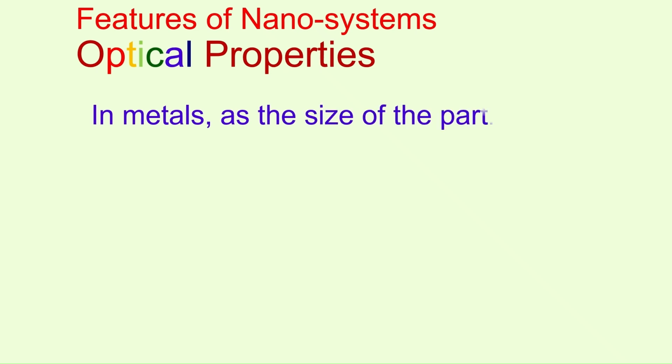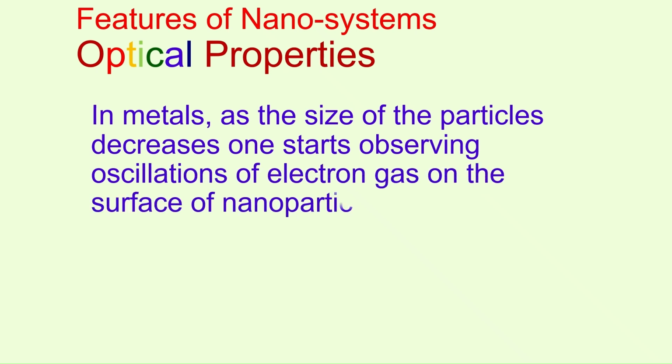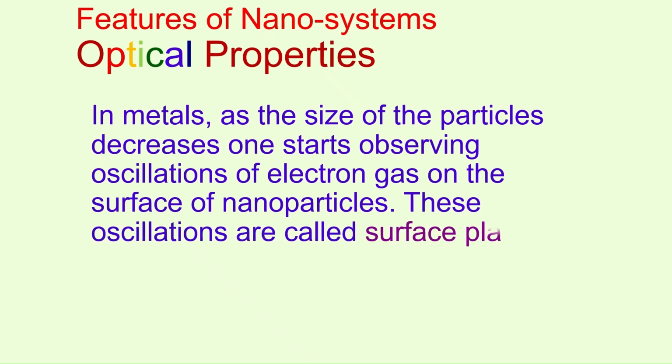Features of nanosystems. Now we take optical properties. In metals, as the size of the particles decreases, one starts observing oscillations of electron gas on the surface of nanoparticles. These oscillations are called surface plasmons.